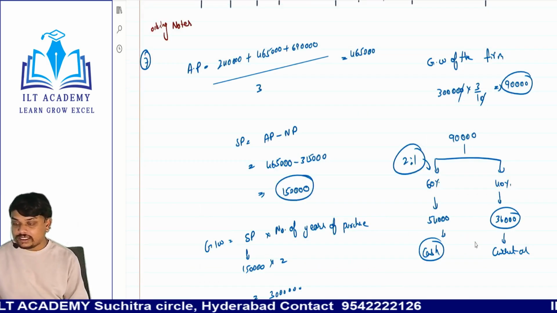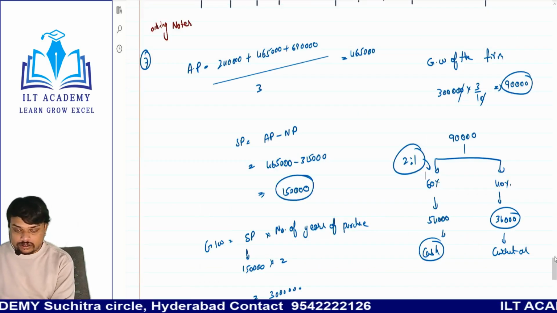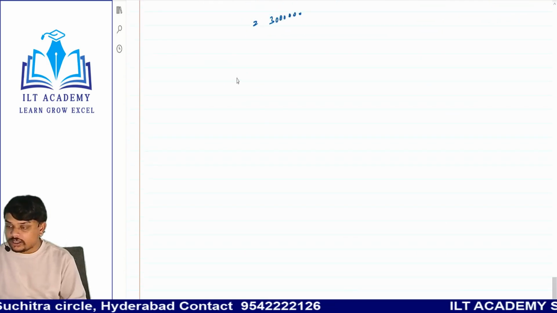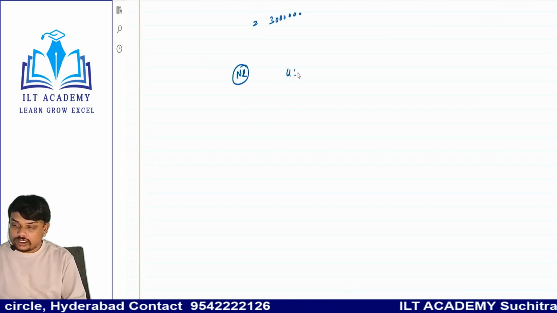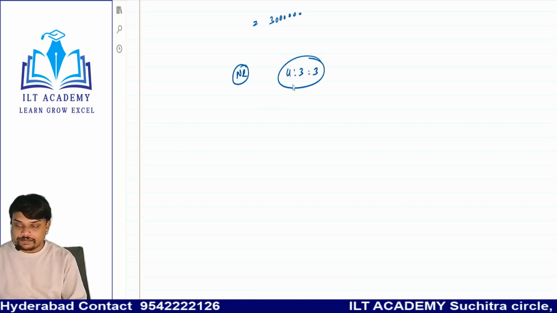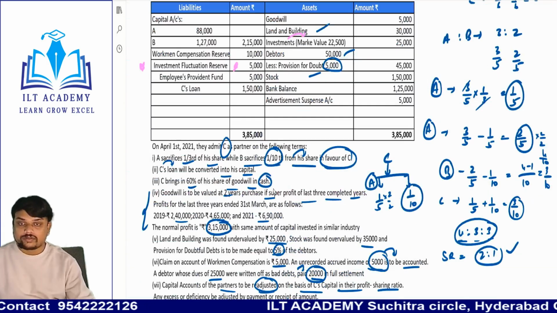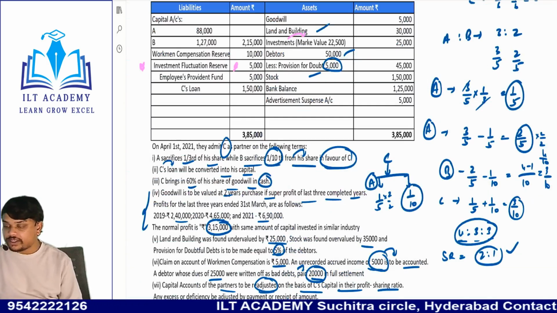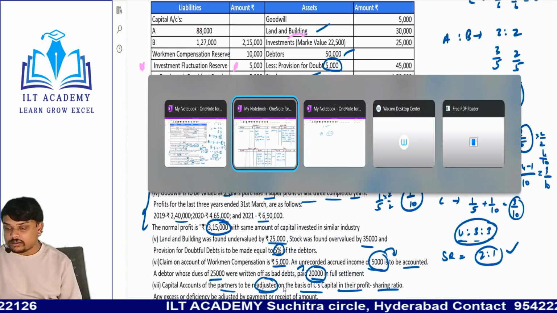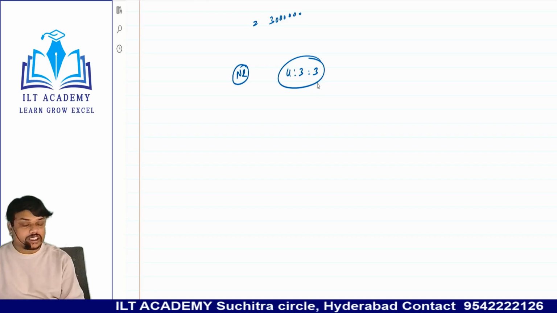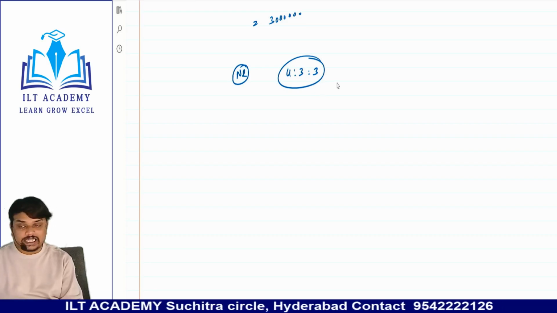Now let us understand how to do that adjustment. What is the new ratio? 4:3:3. Now Seema, how to readjust the capitals on the basis of C's capital ratio. What is the new ratio? 4 is to 3 is to 3. We did this calculation clearly.